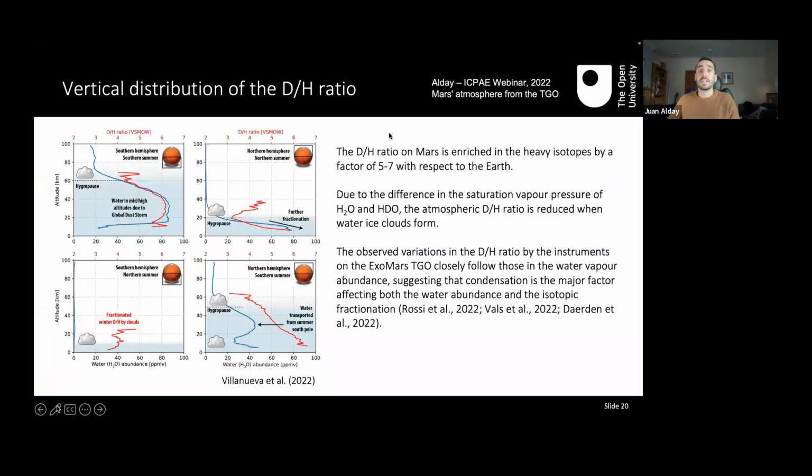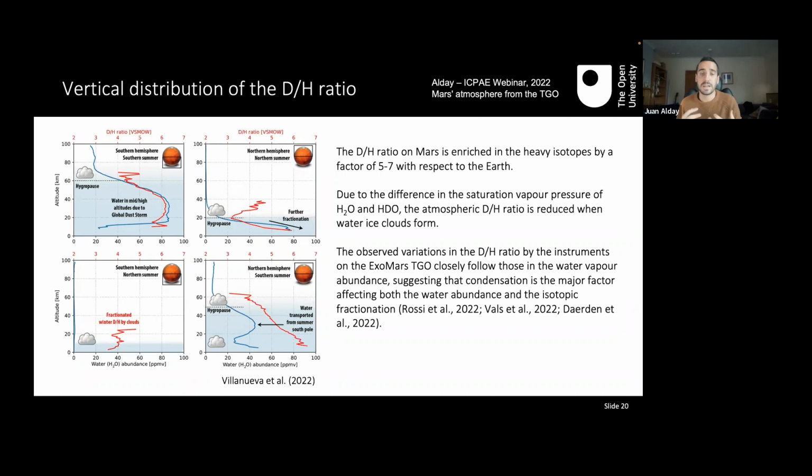Well, in terms of the D/H ratio, what is it that we observe? Consistent with previous measurements, we observed that the Martian atmosphere is enriched in the heavy isotopes by a factor of 5 to 7 with respect to the Earth. And that is consistent with this hypothesis of substantial atmospheric loss and the consequent enrichment in the D/H ratio in the atmosphere.